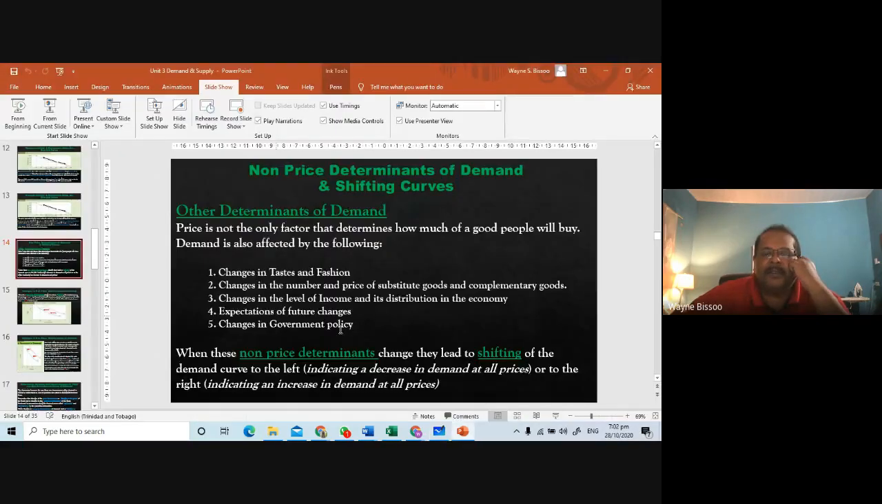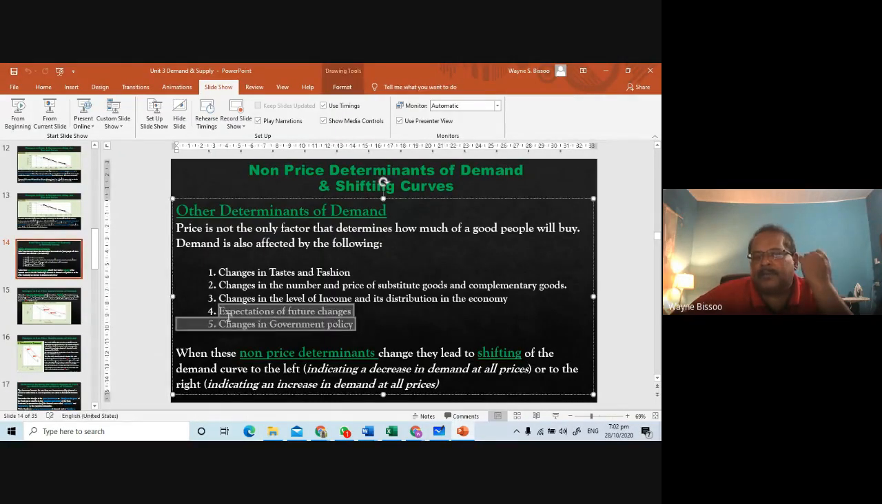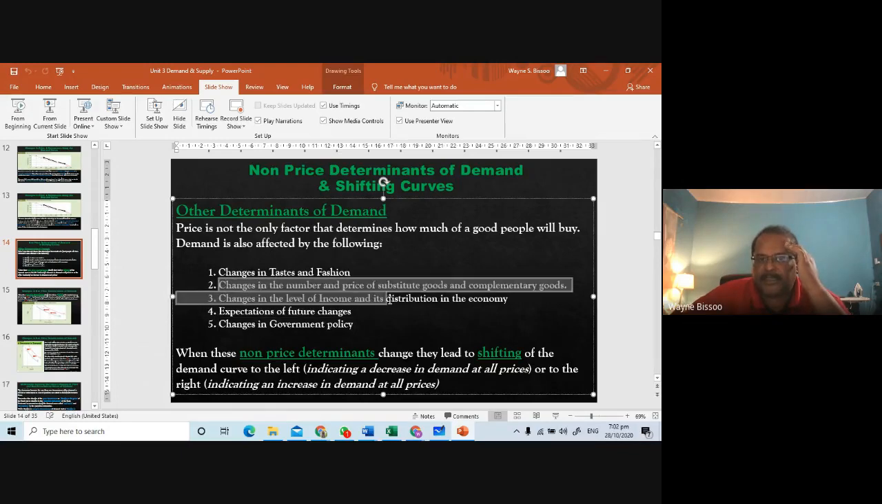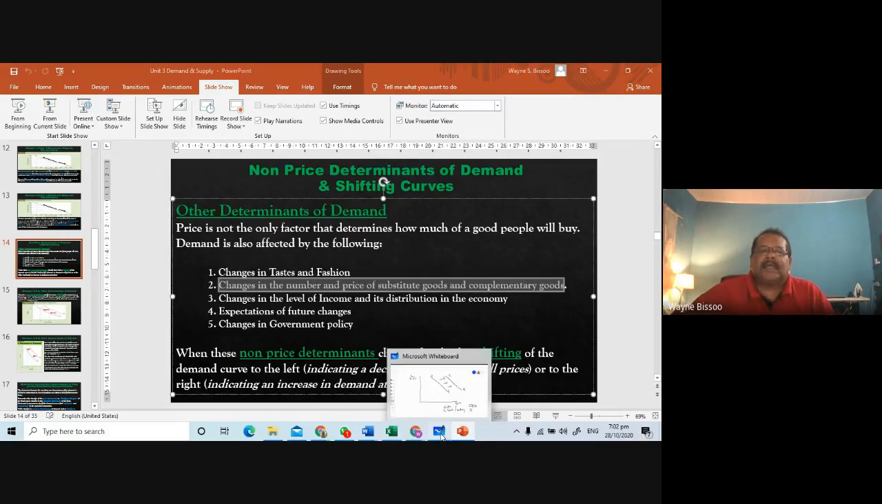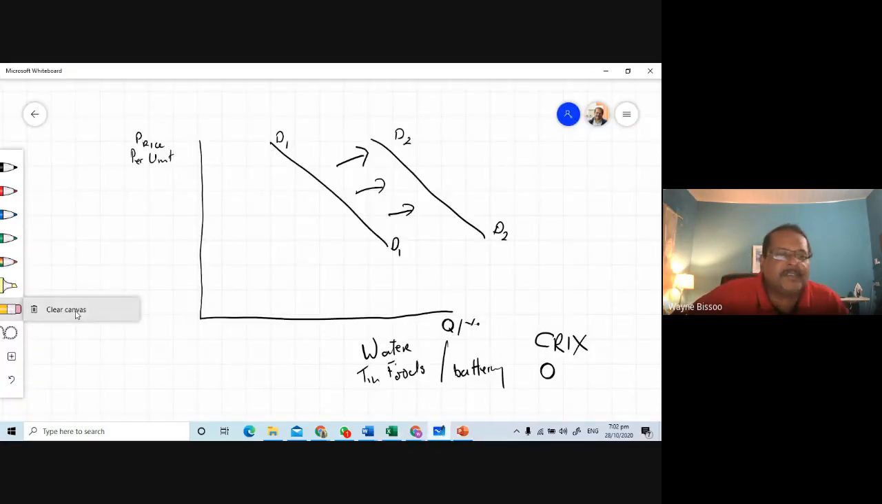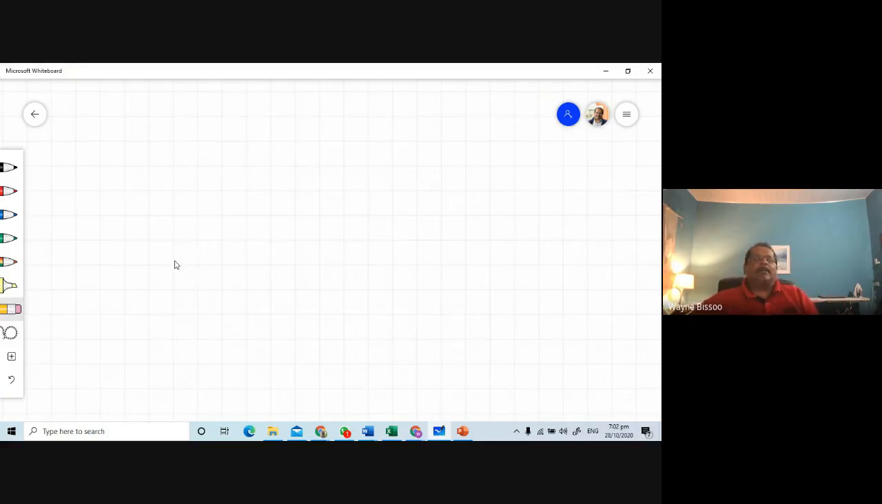All right, so changes in government policy. I think that one's fairly straightforward. Once government starts to change policy, it impacts demand at all prices. But let's look at this one here: changes in the number and prices of substitutes and complements, because that one comes up a lot, and I want you all to understand it a bit better. So the first thing we want to look at is, what is a complement? Let's deal with complementary goods.